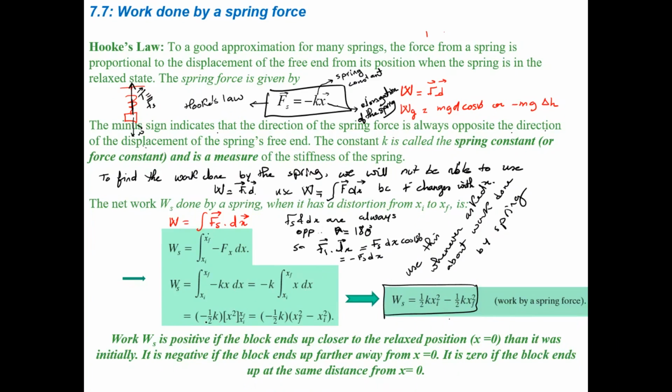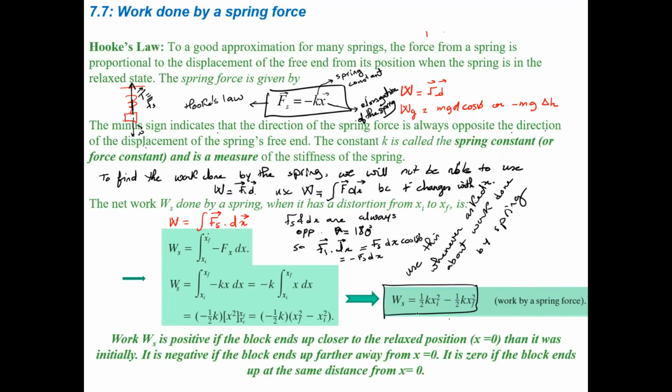So the solution to the integral will become minus half k x squared, where x squared varies between any initial and final position we are interested in. I will substitute x squared with x final squared minus x initial squared and expand this expression. You will get this formula for the work done by a spring: half k x initial squared minus half k x final squared. This is the work done by a spring force. We can use this formula directly whenever we have a spring. We don't have to do this derivation. This is just for you to see.